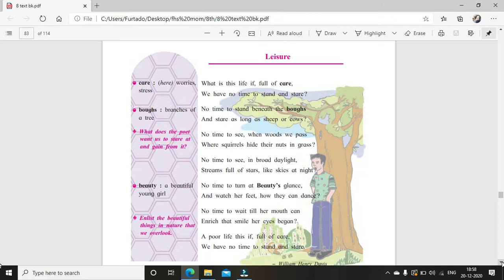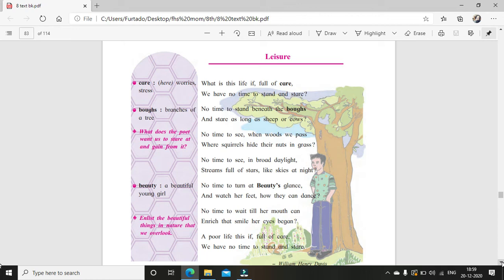Okay, next. No time to turn at beauty's glance and watch her feet, how they can dance. Now, in the first line T is repeated, so alliteration. Now, who is this beauty? It's not beauty's glance, it is a girl, a young girl. If you see a young girl, she looks very beautiful. In fact, any person who is young looks beautiful.